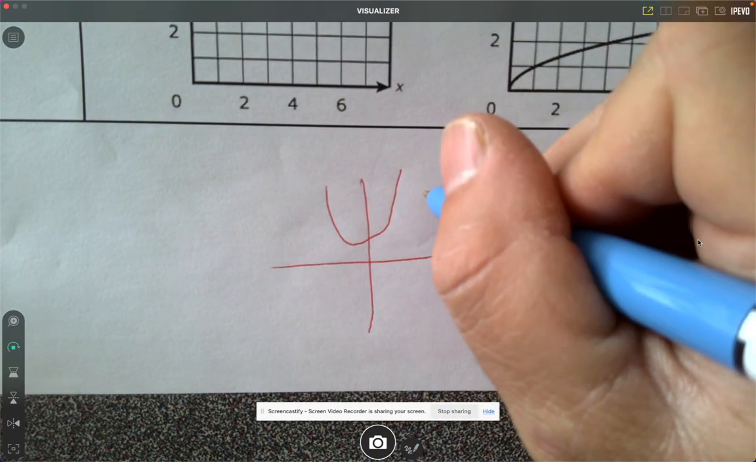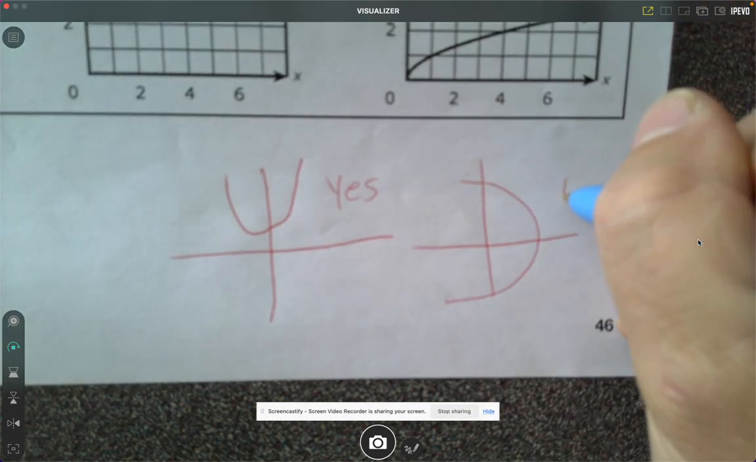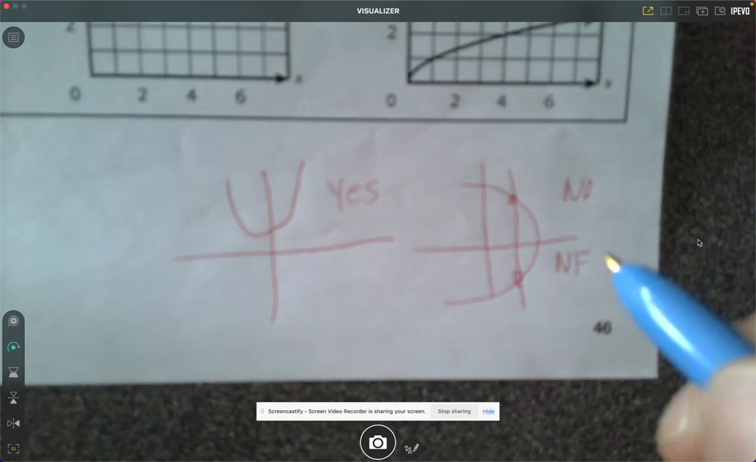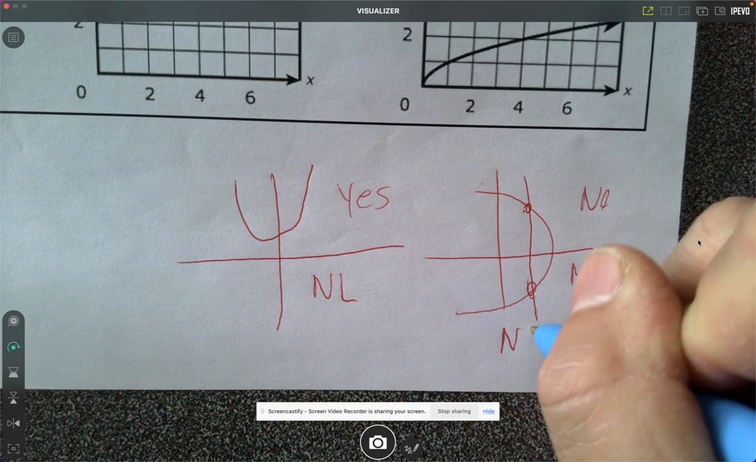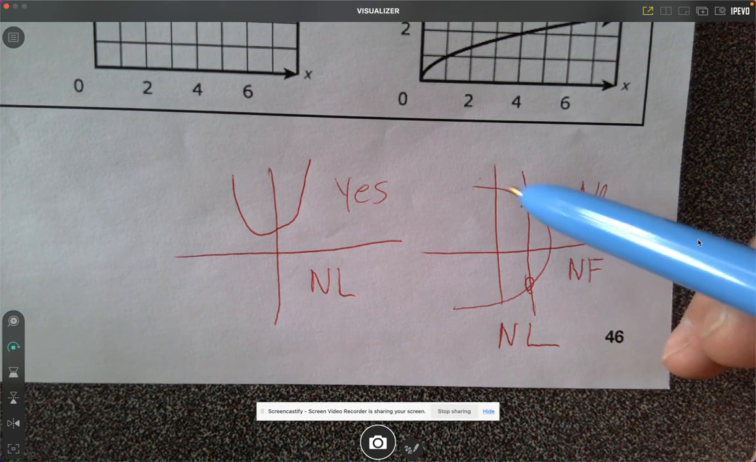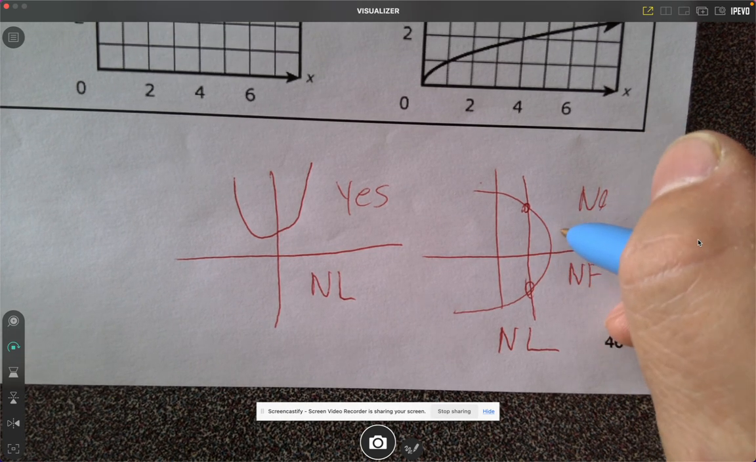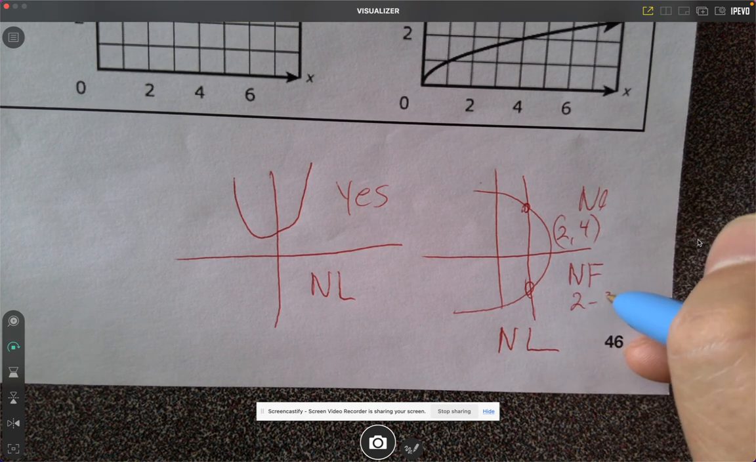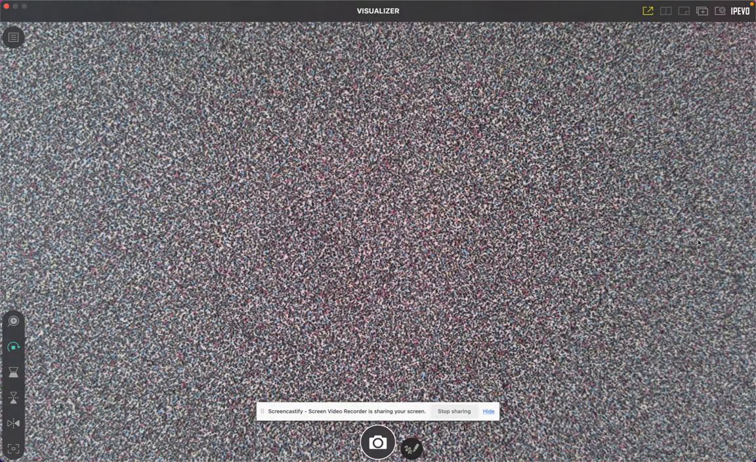Is that a function? Yes. Is that a function? No, because it would fail the vertical line test, so not a function. Neither of them are linear, because they're both curvy. And this one, again, is not a function, because this would be, I don't know, maybe coordinate 2, 4, and then this would be 2, -3. It's not a function. All right, going back to linear, nonlinear. Sorry, it's a little all over the place here.